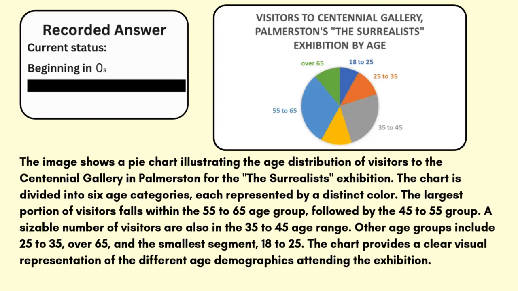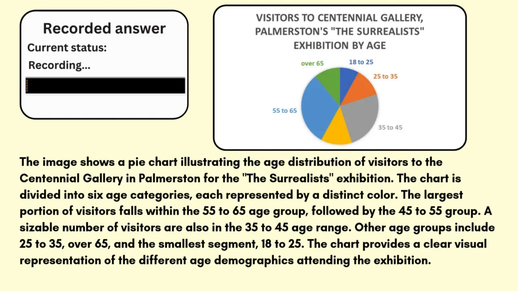The image shows a pie chart illustrating the age distribution of visitors to the Centennial Gallery in Palmerston for the Surrealists exhibition. The chart is divided into 6 age categories, each represented by a distinct color. The largest portion of visitors falls within the 55 to 65 age group, followed by the 45 to 55 group. A sizable number of visitors are also in the 35 to 45 age range. Other age groups include 25 to 35, over 65, and the smallest segment, 18 to 25. The chart provides a clear visual representation of the different age demographics attending the exhibition.